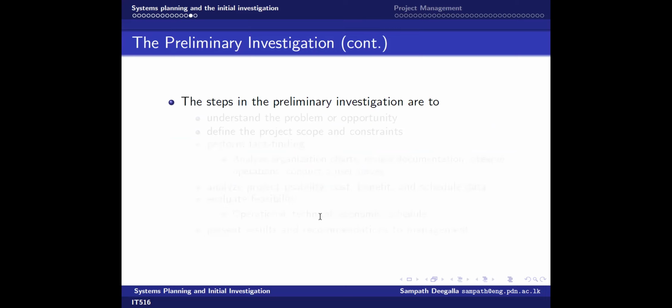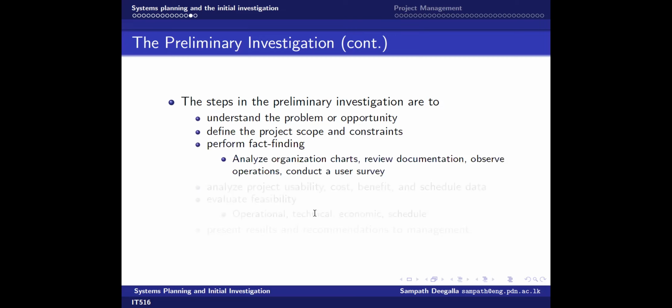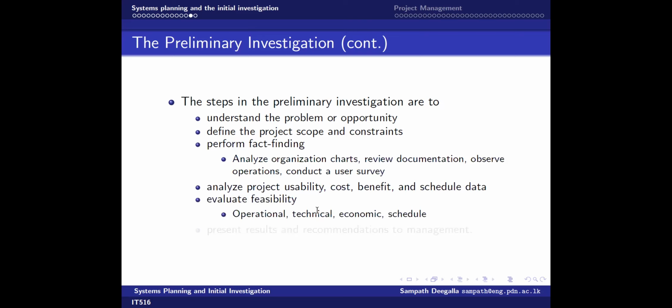Right. So let's briefly look at the steps of preliminary investigation: understanding the problem or the opportunity, defining the project scope and constraints, and the fact finding, right? Basically, you look at what needs to be done, the user requirements, everything should be done during the fact finding phase. And then analyze project usability, cost, benefit, and the schedule, and the evaluation of feasibility, like the four things that we have discussed: operational, technical, economic, and schedule. And finally, you present this recommendation to the management.